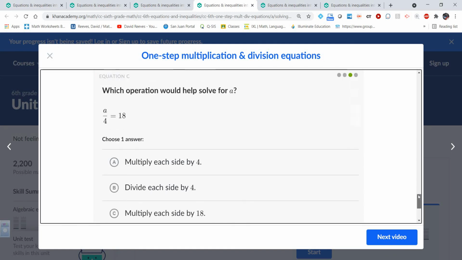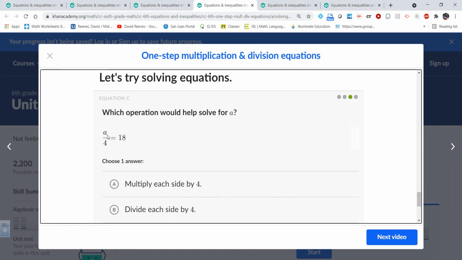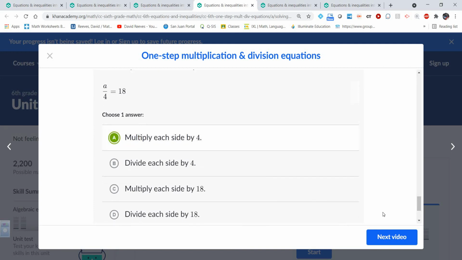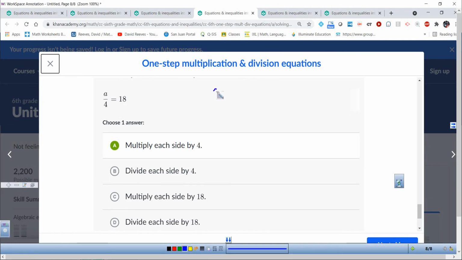I hope they gave us a division one this time. Excellent. Here we go. a divided by 4 is 18. Remember that line means divide. What's the inverse of dividing by 4? It is multiplying each side by 4. So we're going to multiply each side by 4. That's what we're going to do first. Now let's see what happens when we do that.